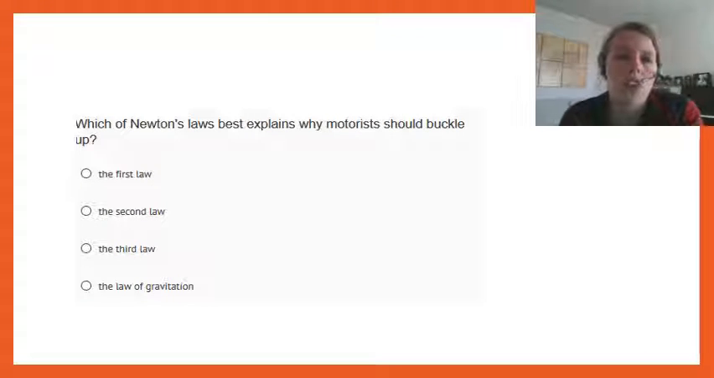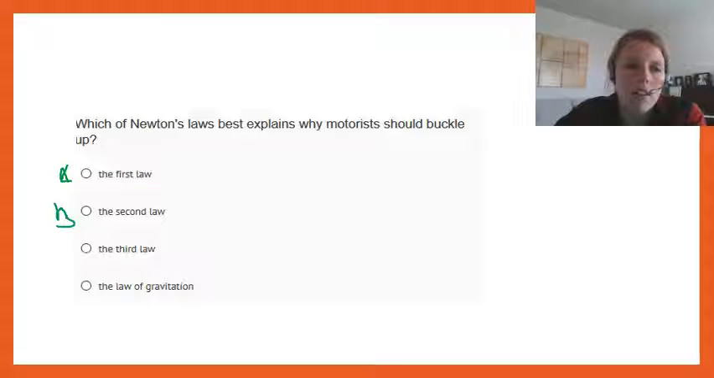Let's take a look at this checkpoint question that we had on the last checkpoint. I'll give you a chance to answer it, and then we'll talk about it. Which of Newton's laws best explains why motorists should buckle up? A, the first law, B, the second law, C, the third law, or D, the law of gravitation.